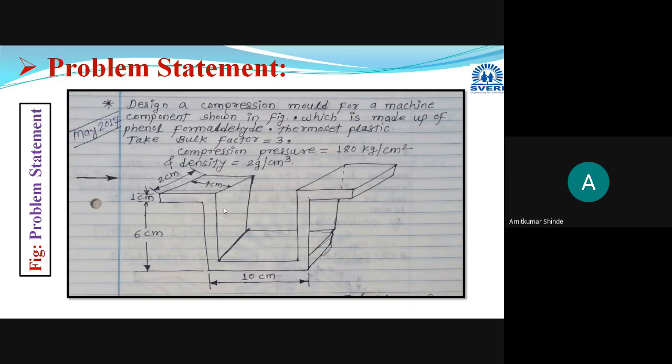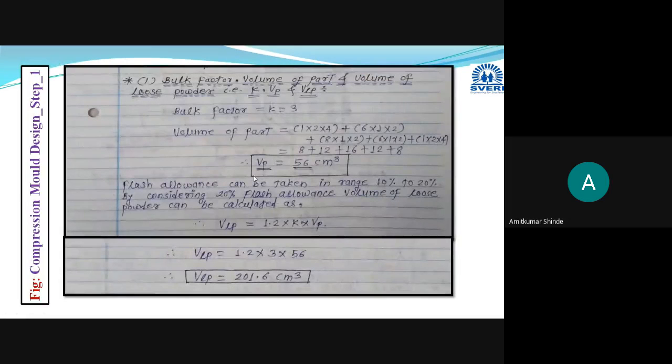Okay, this is the numerical provided. You have to design a compression mold for the machine component shown in this diagram. The material used is phenol formaldehyde. They have provided the compression pressure, bulk factor, and density of the material. And our first parameter here is to find out the volume of the loose plastic powder.